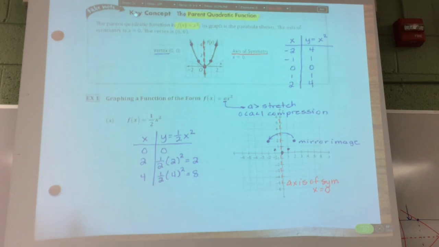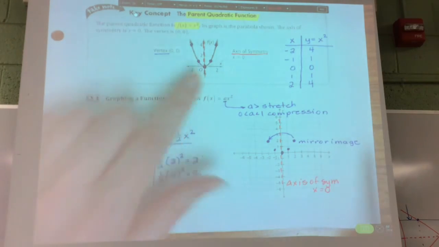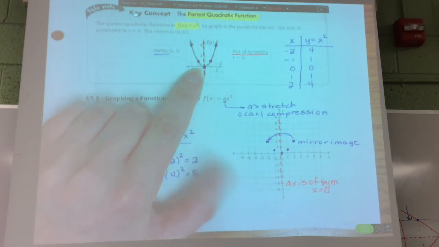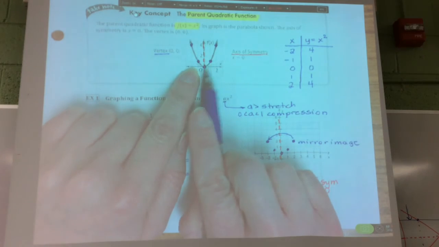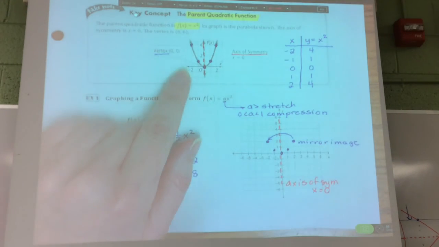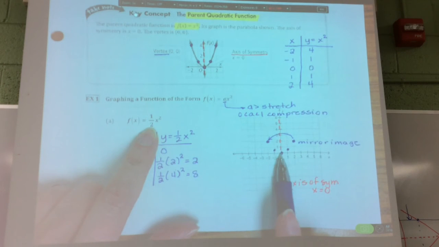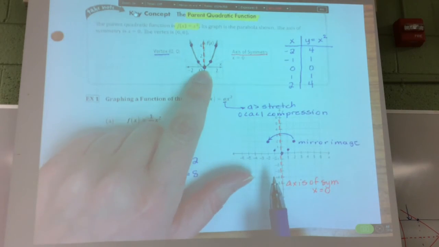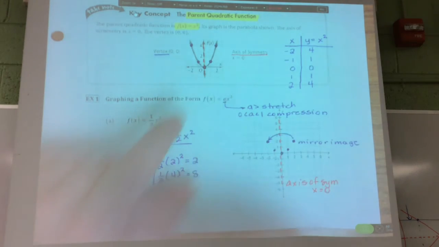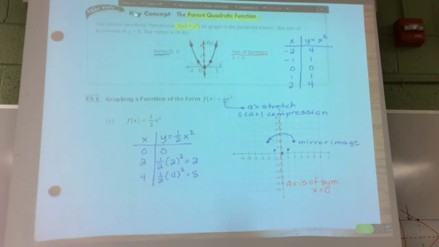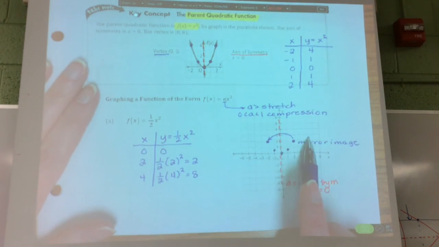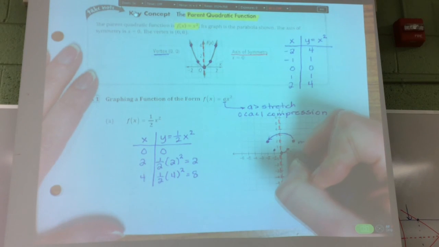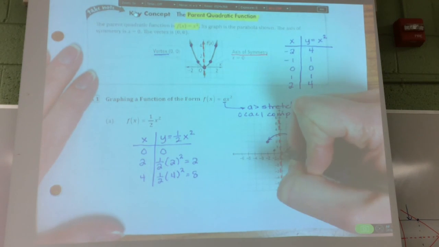So what I want you to see is this. Do you remember how in my parent function it was up 1 over 1, up 1 over the other direction 1? With my a at 1/2, it's up a half over 1, up a half over the other direction 1. And do you see how here at this point it was up 4 over 2? All right, it's going to be half that, up 2 over 2. So here is my lovely parabola.